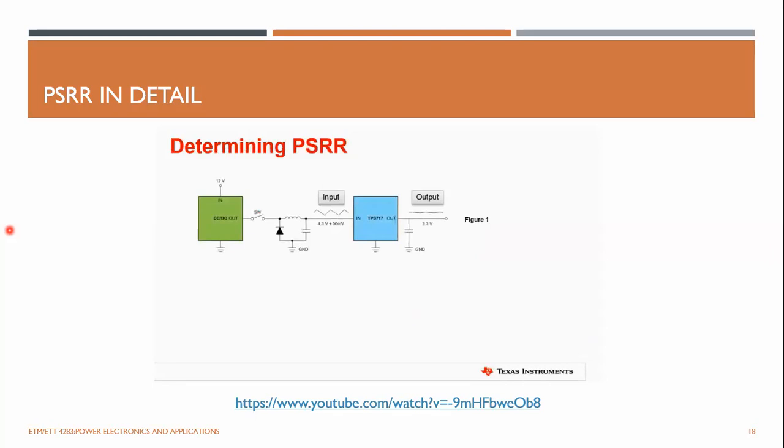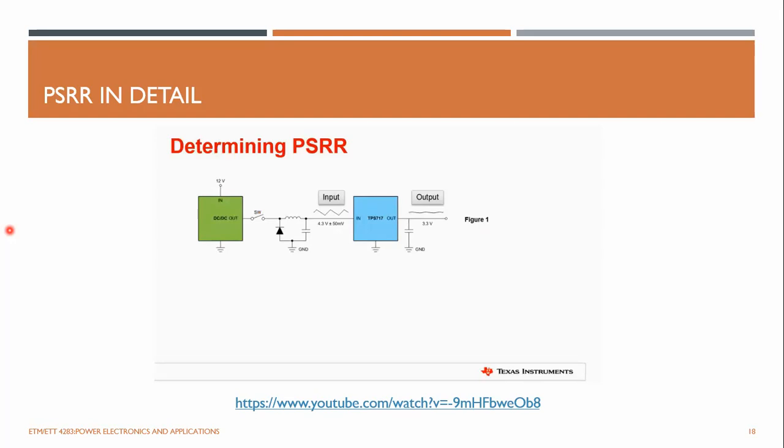In this example, we will use figure 1, which shows a DC to DC converter that is regulating 4.3 volts from a 12 volt rail. For the LDO, TPS717, a high PSRR LDO, will follow the DC to DC converter by regulating a 3.3 volt rail. The goal of having a high PSRR on an LDO is to get a flat DC signal at the output of the TPS717.